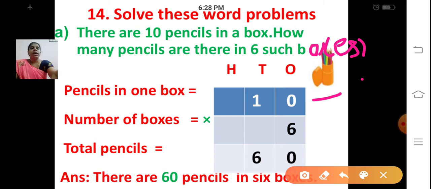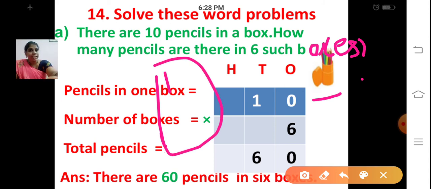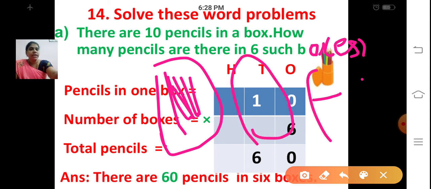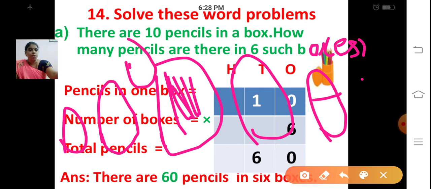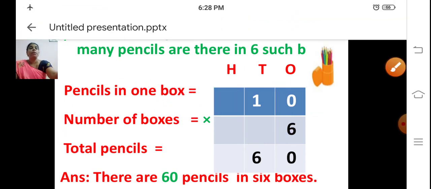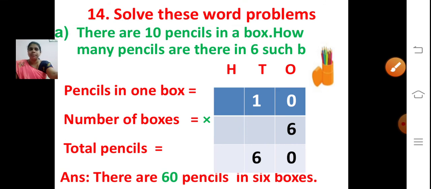Now write down. There are 10 pencils in a box. So this is one box. In this box, here we have 10 pencils. Now we are going to find out. Totally we have 6 boxes: 1, 2, 3, 4, 5, 6. How many pencils are there in 6 such boxes? So first, pencils in one box. In one box, how many pencils are there? 10 pencils, right? Just see the question.